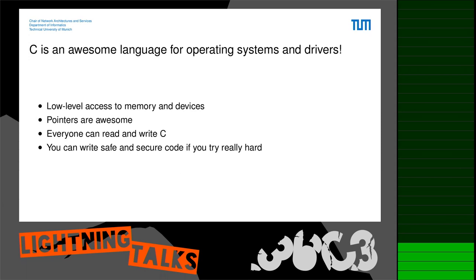Of course, drivers, operating systems, and so on are usually written in C, because C is such an awesome language. It's nice, low level, you can poke with pointers on memory and do weird stuff. Everyone can read and write C. And if you try really, really hard, then you can even write safe and secure code in C. At least some people think they can. I actually don't think they can, but well.